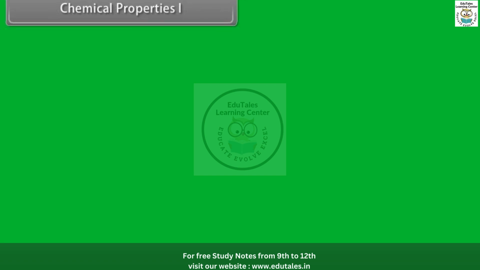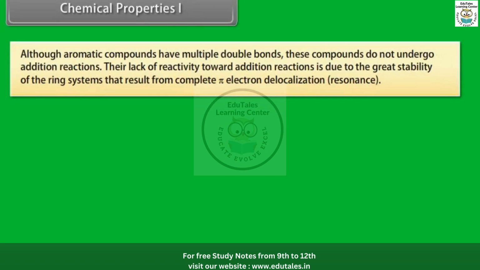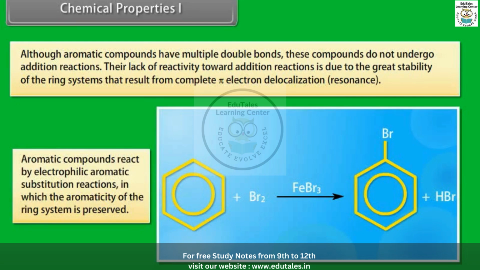Chemical properties 1. Although aromatic compounds have multiple double bonds, these compounds do not undergo addition reactions. Their lack of reactivity toward addition reactions is due to the great stability of the ring systems that result from complete pi-electron delocalization, resonance. Aromatic compounds react by electrophilic aromatic substitution reactions, in which the aromaticity of the ring system is preserved. For example, benzene reacts with bromine to form bromobenzene.